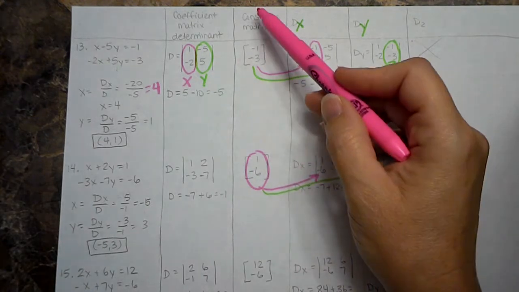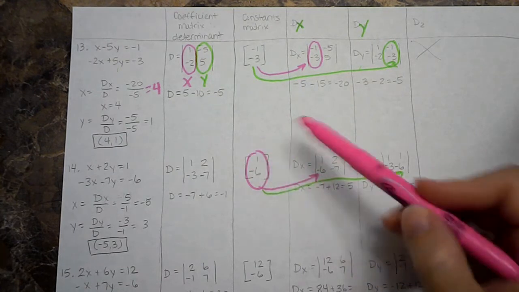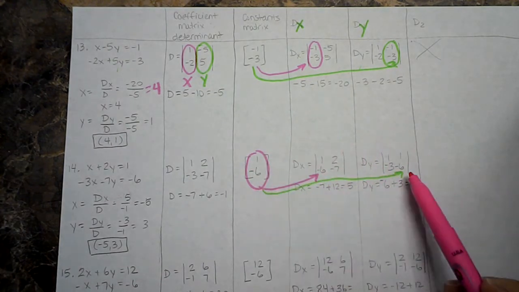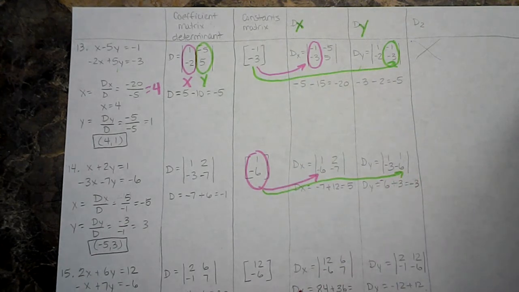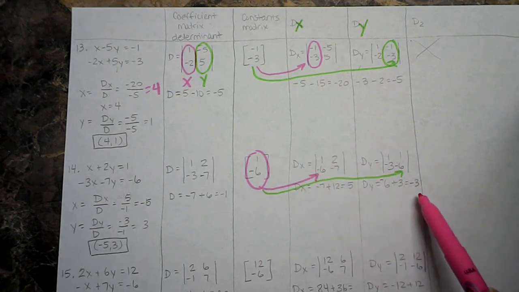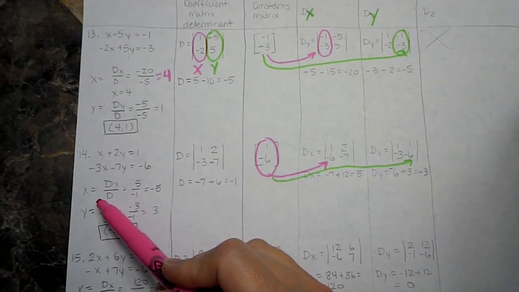Then I write down my constants, 1 and negative 6. I'm going to put my constants in for x when I'm finding the determinant of x. I'm going to put the constants in for y if I'm finding the determinant of y. Okay? Then I multiply like I've been doing and add them together. When I get these numbers, I substitute it into Cramer's rule.